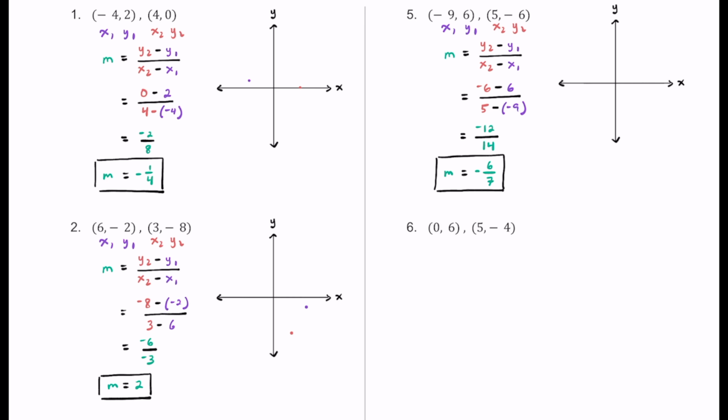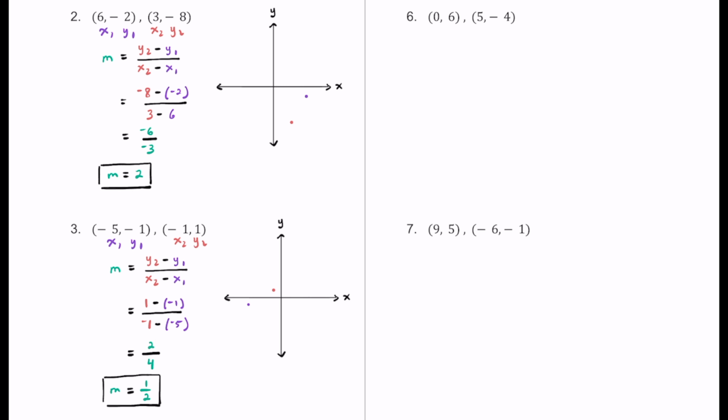Now, if you want to just visually make sure this makes sense, this negative 9 comma positive 6 would be somewhere in quadrant 2, maybe something like this. And then if we went and plotted our other point of 5 comma negative 6, that would be somewhere in quadrant 4, maybe something like this. So if you connected these 2 dots, we definitely would have a negative slope.